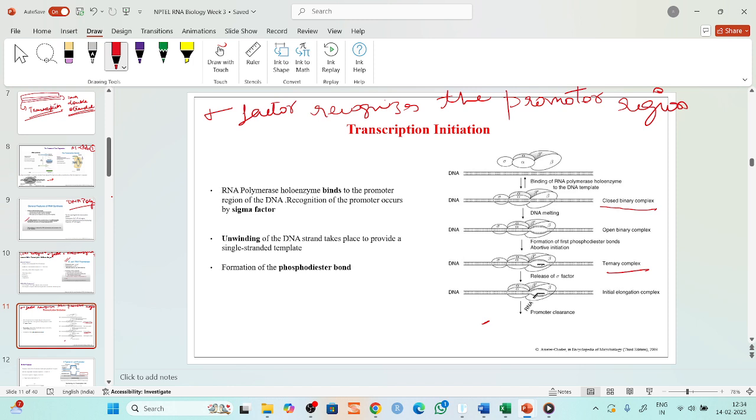So now the question comes: why is sigma factor released after the ternary complex is formed? Why does sigma factor not stay over there? What can be the reason behind it? Why does sigma factor leave? What do you think is the reason that sigma factor leaves?